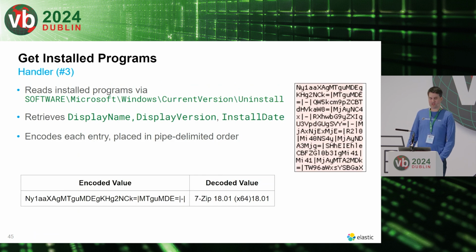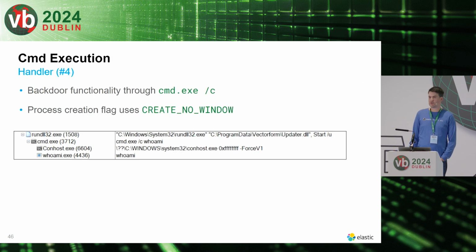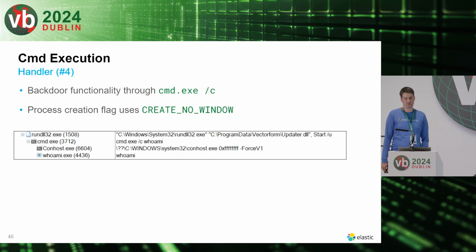And then some other fingerprinting they do is getting the installed programs. This is pretty straightforward. They check the registry key Uninstall, and they get the display name, the display version, and the install date, and then they delimit it after base64 encoding it. So this is all just enumerating. They're trying to understand where the victim is at and what programs they have installed.